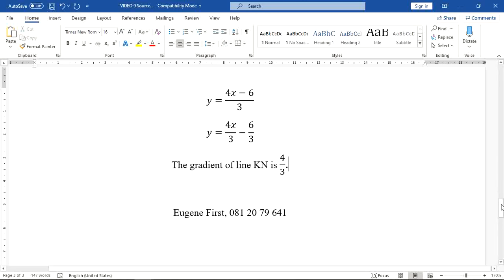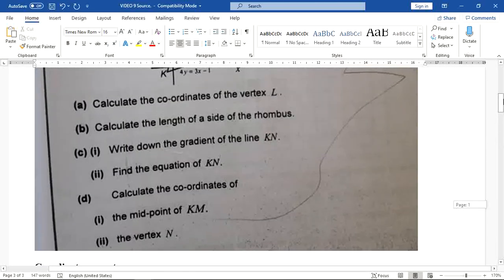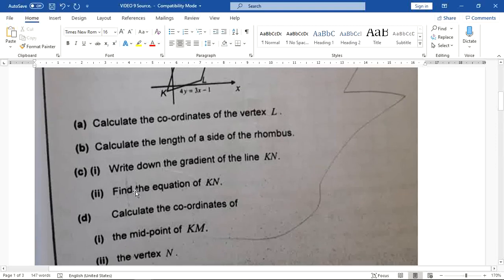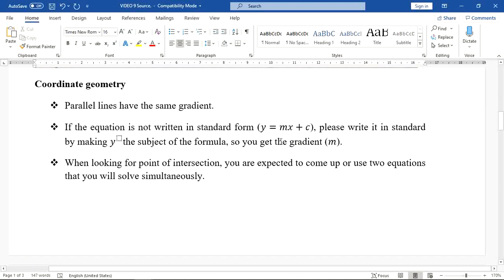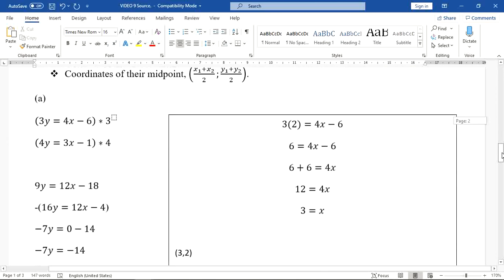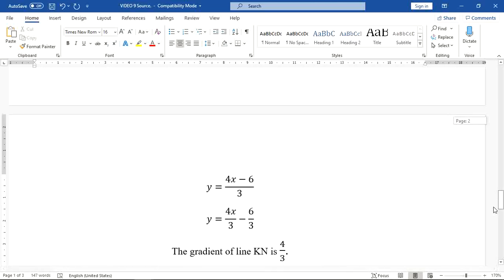All right, so let's go to part C, Roman 2. So Roman 2 says, now figure out the equation of line KN. All right, so now we want to find the equation of line KN. So we have the gradient and we have this point. So we need to use the two pieces of information to find the C. Because now we have the gradient, we have the y and the x. What is missing is just the c. So we substitute them in the standard equation, and we get the c. And from there, we can have the complete equation.